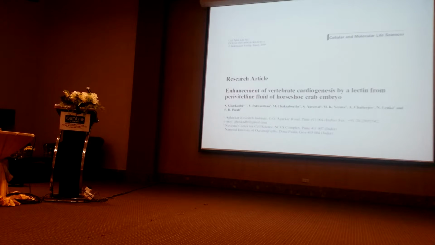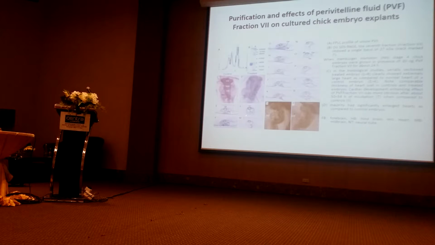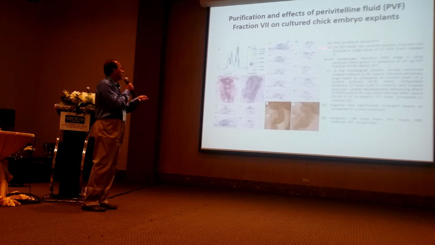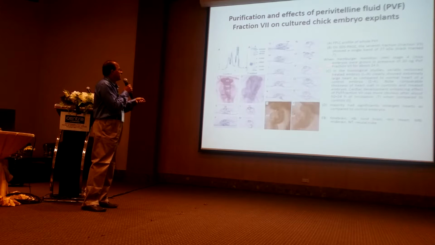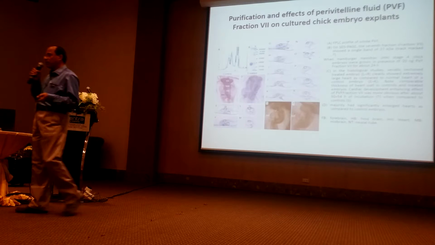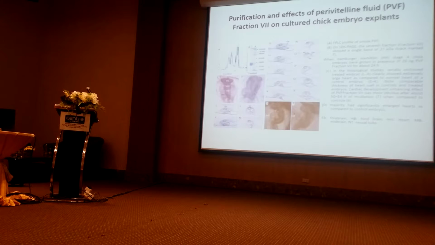So this is that report, the enhancement of cardiogenic activity from perivitreal fluid of horse crab embryo. You see, it is published in Cell and Molecular Life Science. So you can see this FGF profile of our BVA and SGS space 7th fraction, 47 kilodalton, this one. And they have taken that, and you see, this is the control group and this is the experimental group. You can see the development is very, very good in the experimental group compared to the normal one. So that's the potential of the perivitreal fluid.